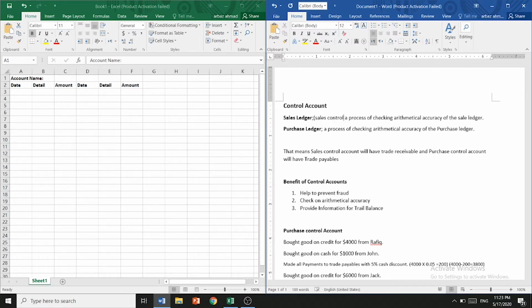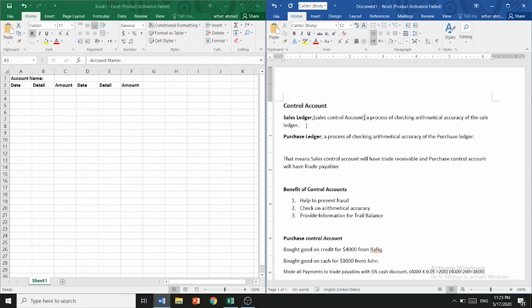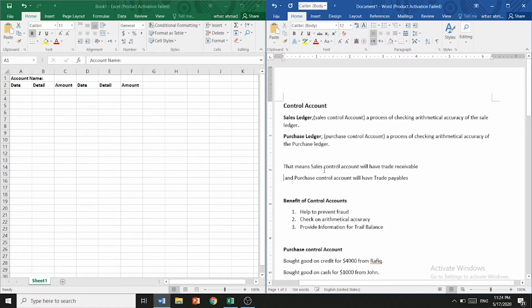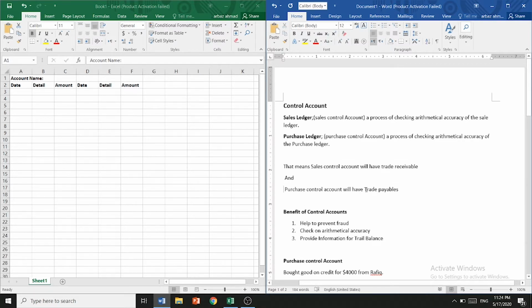Okay, so we will call this one sales control account, and this one we will call purchase control account. Anyways, so moving on to sales ledger. Sales control account is a process of checking arithmetical accuracy of the sales ledger, and opposite goes with the purchase ledger. So what it does is that sales ledger control account will have all the trade receivables, and purchase control account will have all the trade payables.